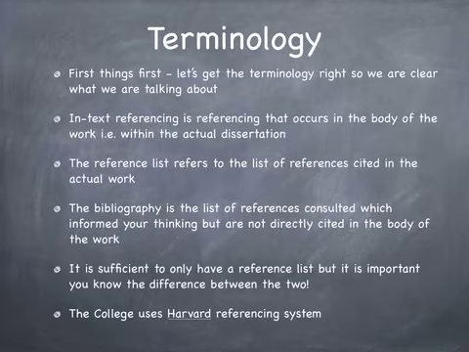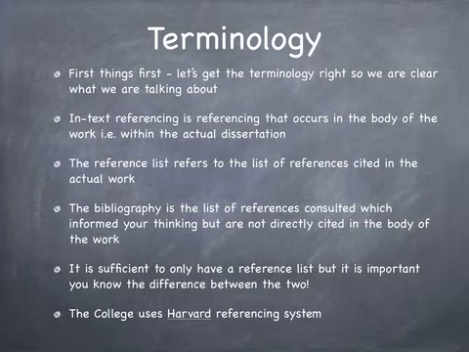Before we begin though, it's probably useful to talk you through the terminology that's involved. So when I speak about in-text referencing, what I'm referring to there is the referencing that you use in the body of the work, i.e. within the actual dissertation itself. The reference list then refers to the list of references cited in the actual work.